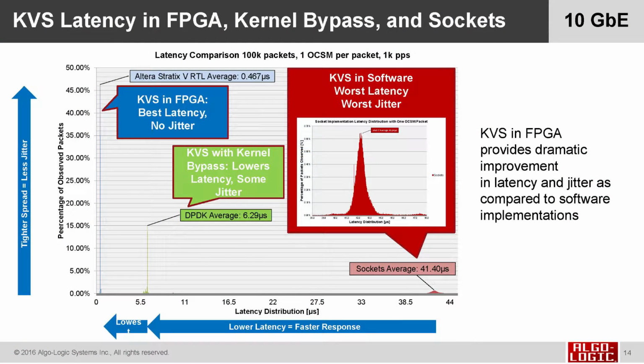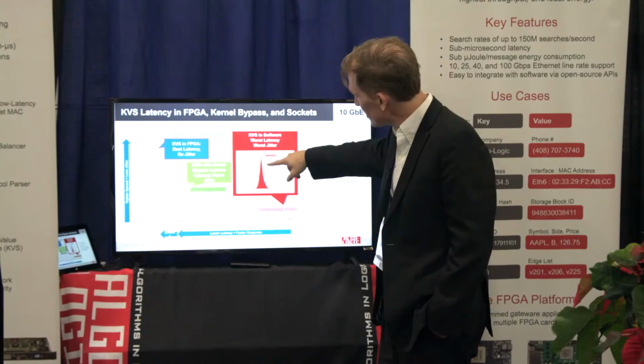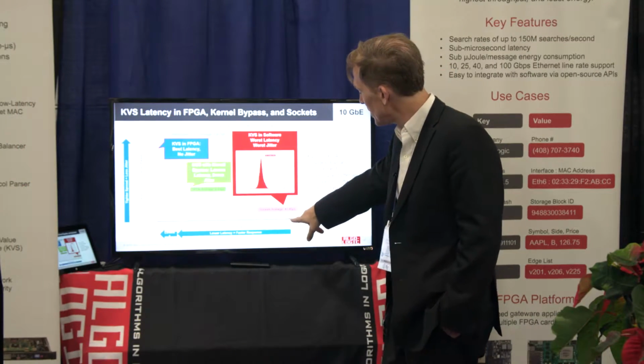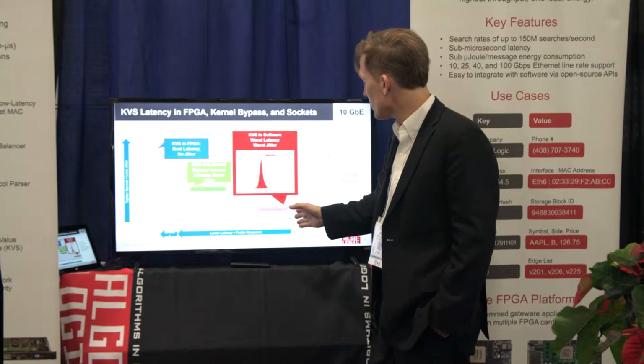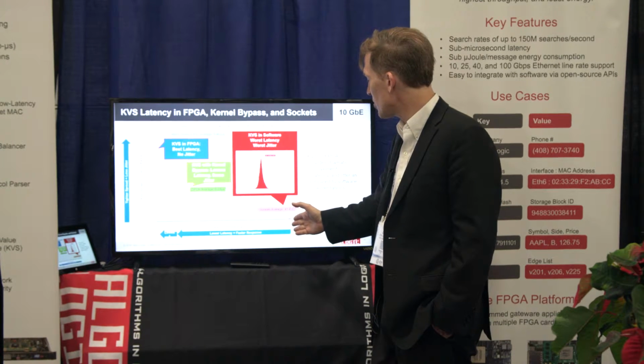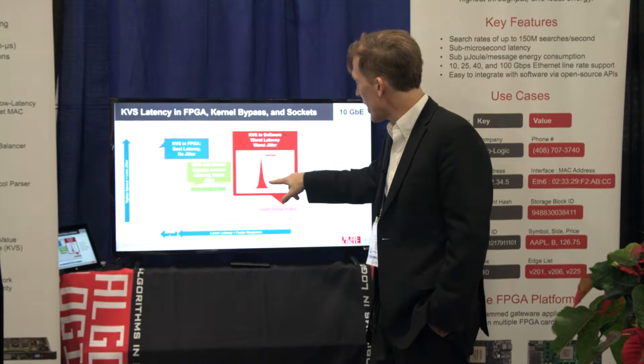So one of the most exciting parts of doing the key value store is looking at the latency. If you do key value store with a CPU, with a Linux kernel and software, it gives you the worst latency and the worst jitter. What we see here is the distribution plot of the latency. This blown up shows an average latency of about 41 microseconds for software sockets to do the key value store, but we have a pretty wide jitter range.